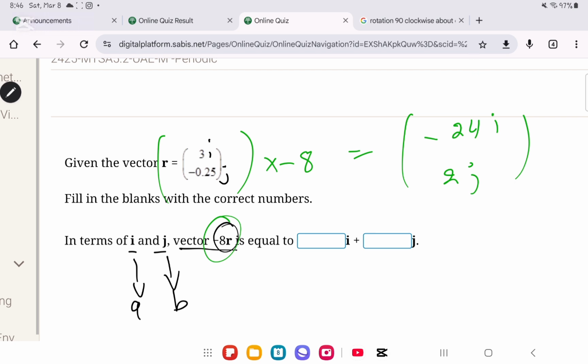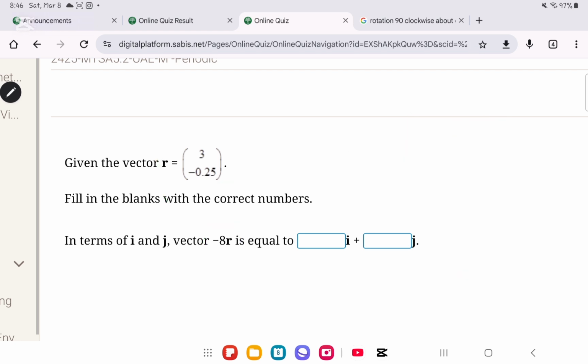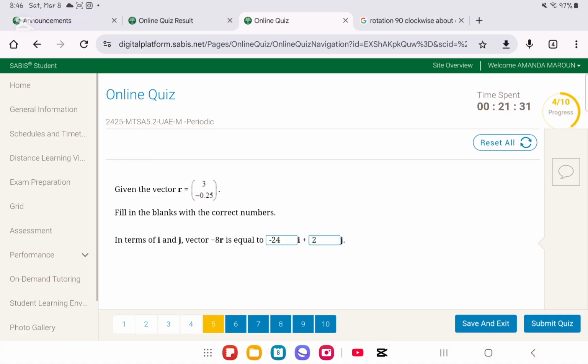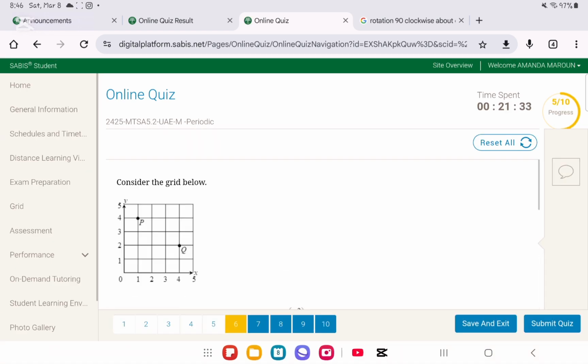Now, the nice part about having i and j is that you can put it in the form of plus. So it will be minus 24i plus 2j. That's pretty much it. So it's going to be minus 24i plus 2j. We move on to question number 6.